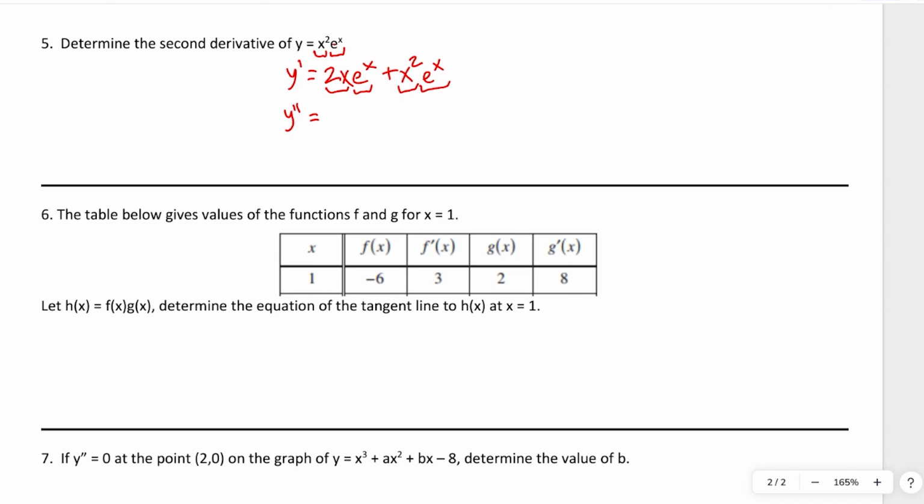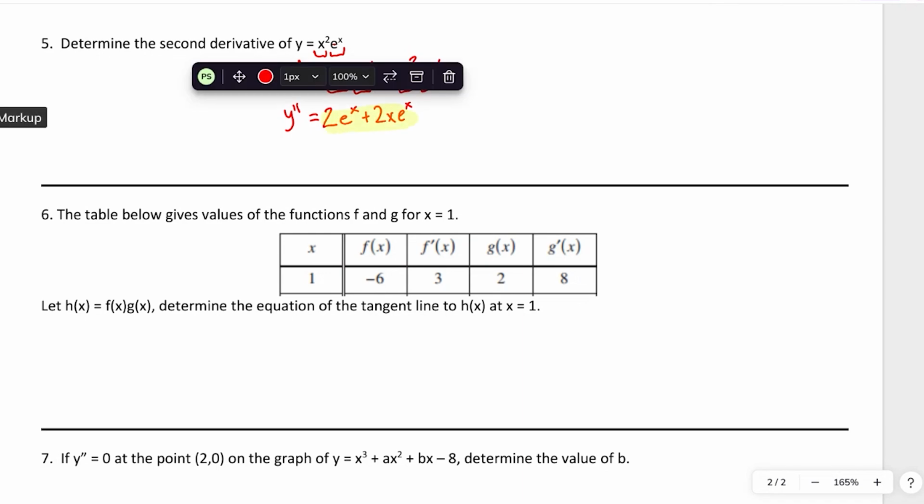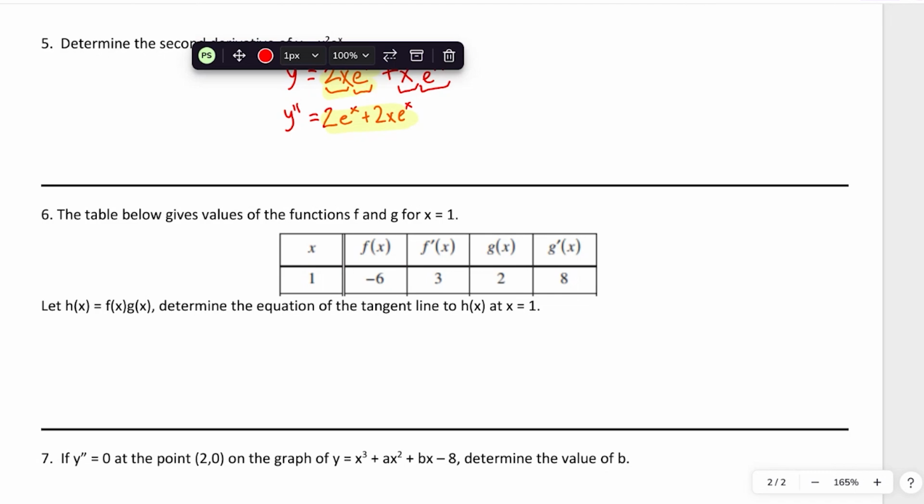Let's go ahead and find this next derivative. So the derivative of 2x is 2 times e to the x plus 2x times e to the x. So all that just came from the derivative of this. Yeah, we use the product rule there. And now we'll differentiate the next product.